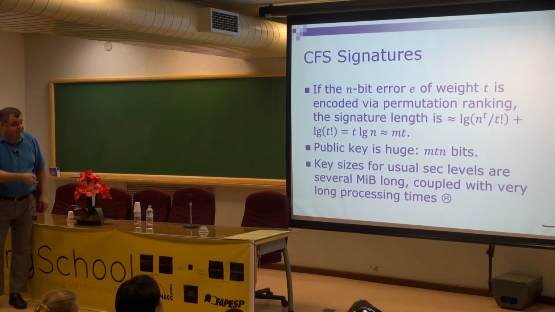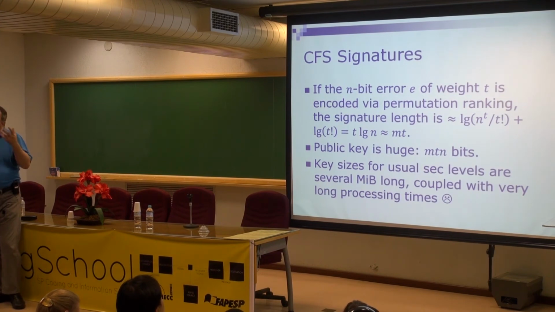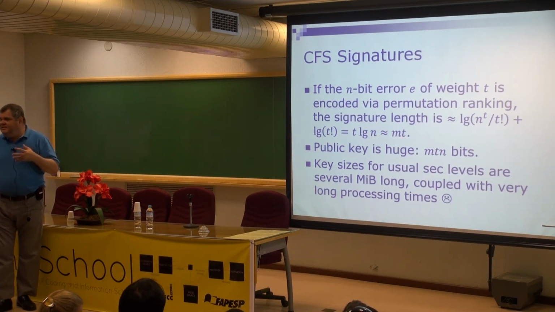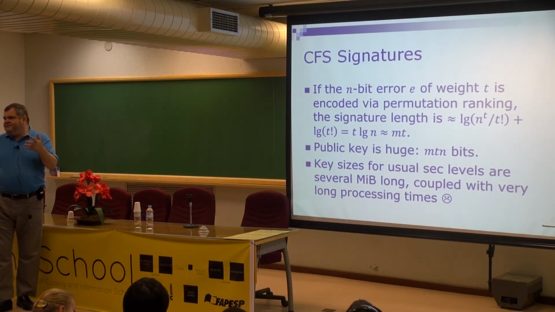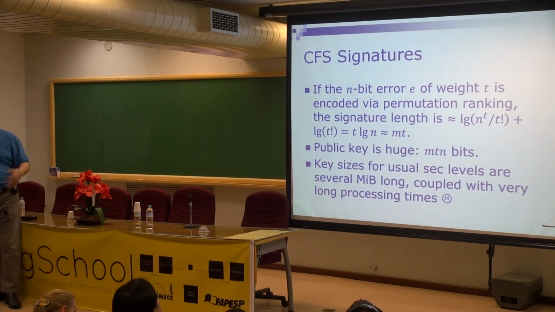The length is essentially the length of one syndrome. We can also see this in another way. We only have to specify the coordinates of the t bits that constitute the error pattern. If we have, say, a code of length 1,000,000, the number of bits you need to represent an integer between 0 and 1,000,000 is 20. So the length will be 20 times t. It's linear in t. T is small, it has to be small.